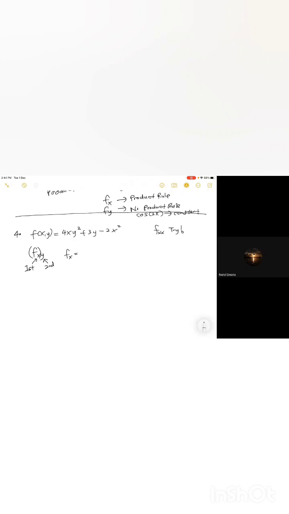Okay, so find fx, your y is constant. So 4y kuasa 2 ni constant. Tulis siap-siap. Dia takkan jadi kosong sebab dia ada x kat situ. Okay, differentiate x will get 1. And then the 3y is constant, no x, so it will be 0. Okay, the minus 2x squared will be negative 4x. Okay, so you have 4y squared minus 4x. This is your fx. Now when you want to proceed with your fxy, use this function, not the original function.